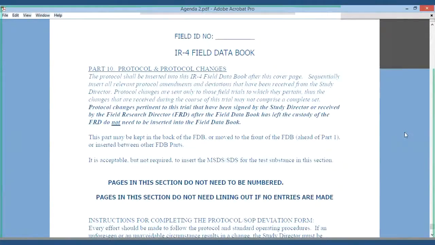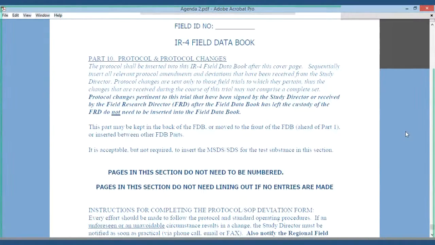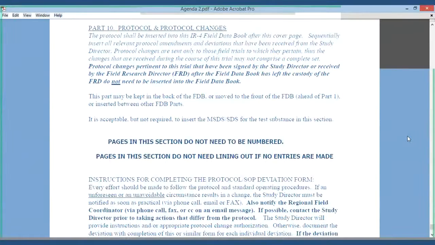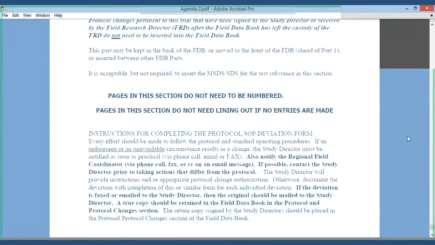So here you would include a copy of the protocol and any changes that were made to the protocol. So this is just a place to indicate, hey, here's where I put this information. Next page, please.